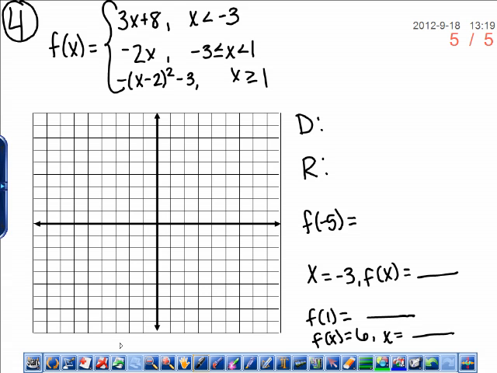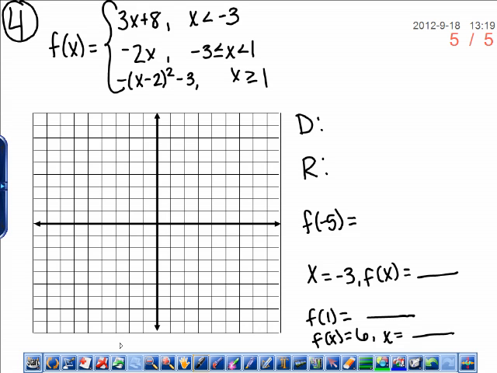f of x is equal to 3x plus 8 for x less than negative 3. Negative 2x for x between negative 3 and 1. And the opposite of x minus 2 squared minus 3. What's the top function's shape going to be when we graph it? Linear. What about the second one? Linear. And the third? A parabola. And which way is that parabola going to open?